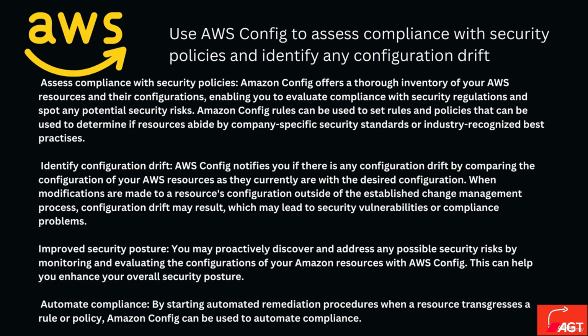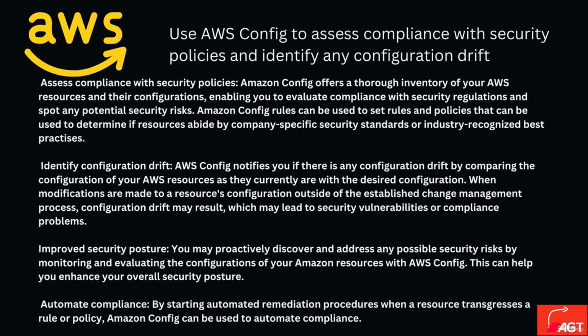Amazon Config offers a thorough inventory of your AWS resources and their configurations, enabling you to evaluate compliance with security regulations and spot any potential security risks. Amazon Config rules can be used to set rules and policies that can be used to determine if resources abide by company-specific security standards or industry-recognized best practices.